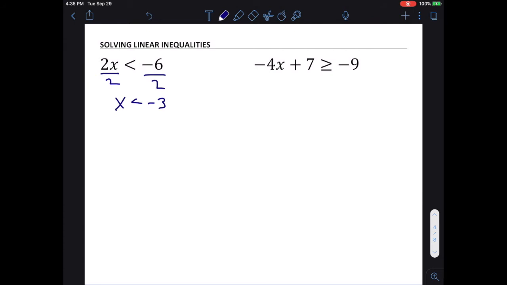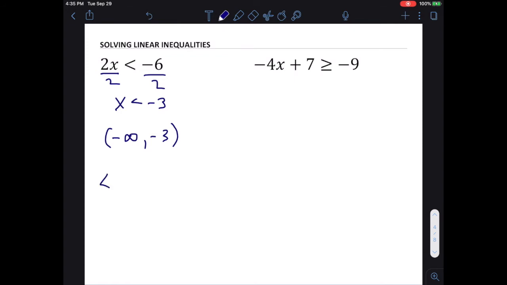Okay, so x is on the left-hand side, so that means negative infinity. Negative infinity always uses a parenthesis. And the other number we need is negative 3, and since it's just less than, we're going to use a parenthesis here as well. So our interval is from negative infinity to negative 3.